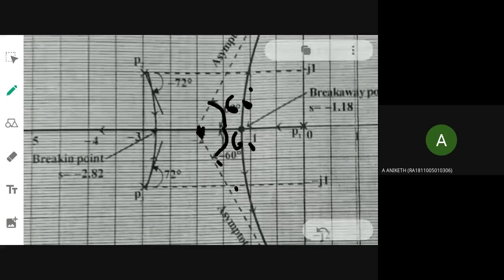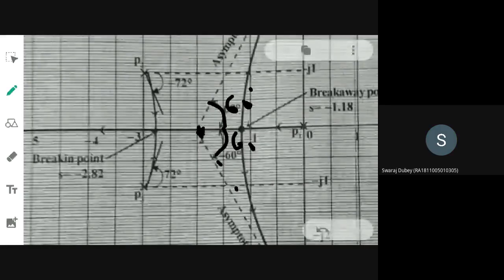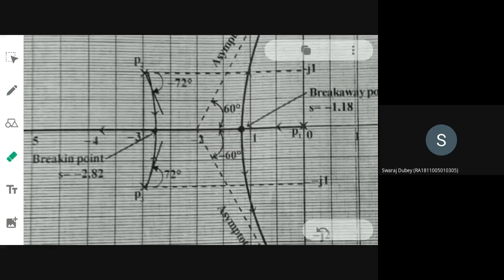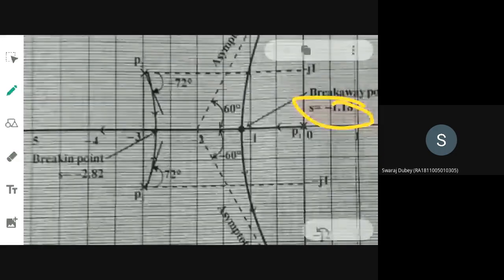Okay, then what is your next step? The fourth step is to find the breakaway and break-in points. It's already marked in the graph sheet, clearly visible. What is your break-in point and what is your breakaway? Minus 1.18 is your breakaway. Minus 2.82 is considered the break-in. Okay, that you have to mark on the graph, this point and this point.